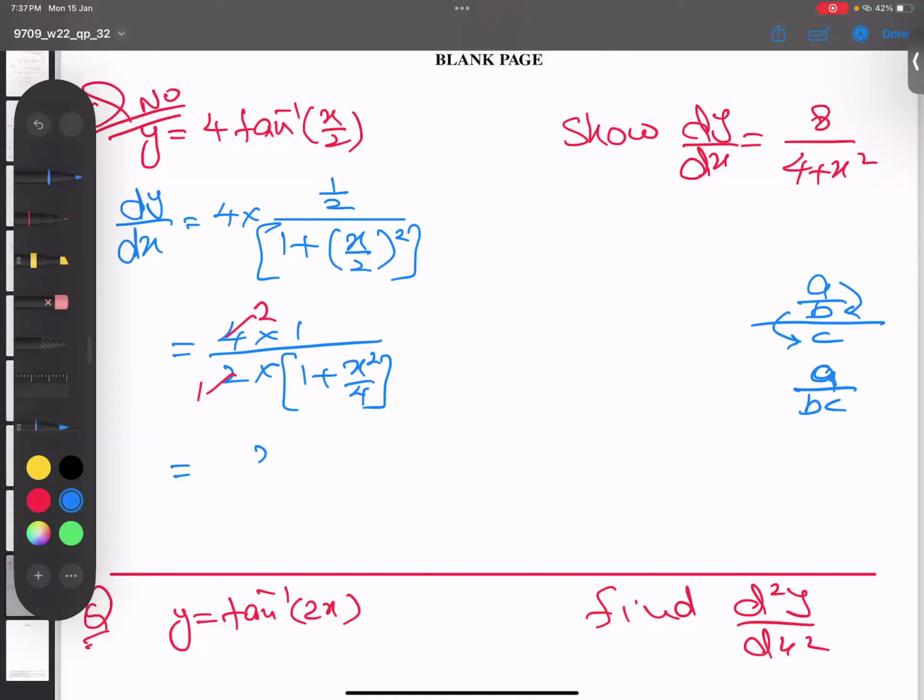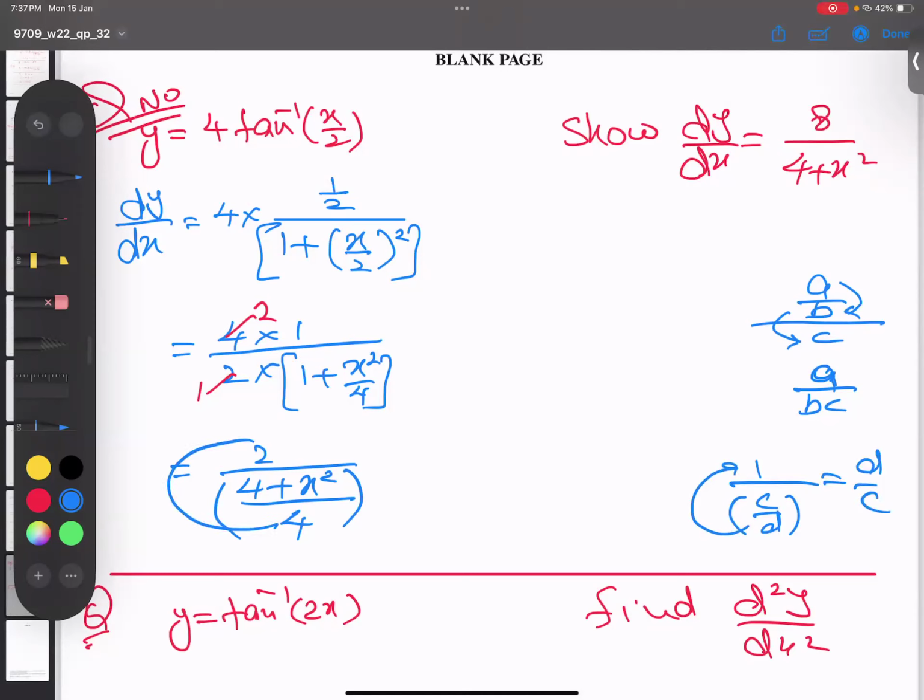So we got here 2. And what is the LCM here? LCM is 4. And 4 multiplied with the 1, we get 4 plus x square. And whenever we get a fraction in the denominator, look, the top fraction stays, but the bottom fraction flips. This d will go up, so d by c. So this 4 will go up. If 4 goes up, what will happen, students? 4 will multiply with 2. So alhamdulillah, proved.